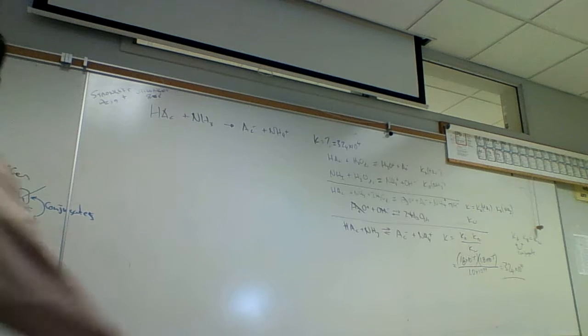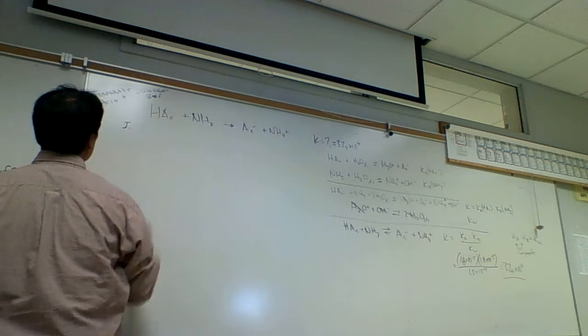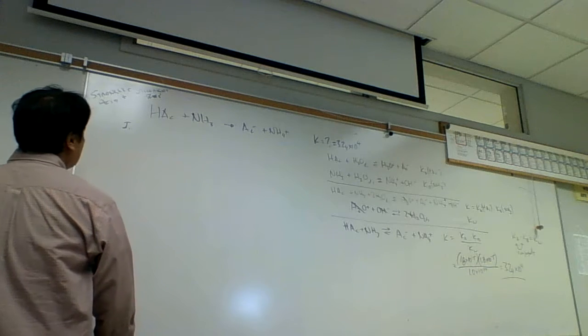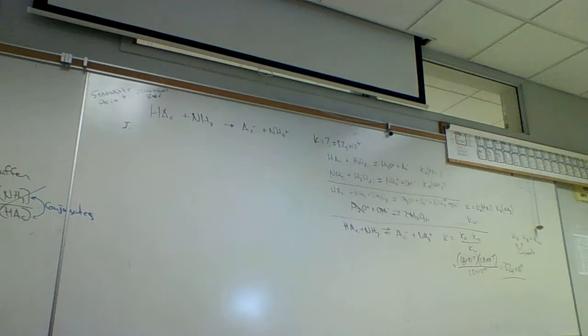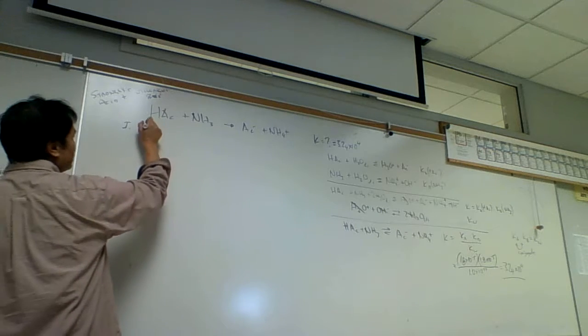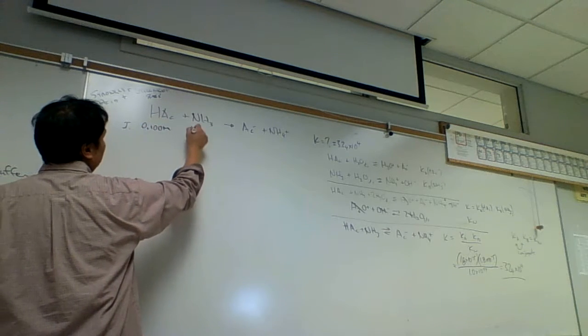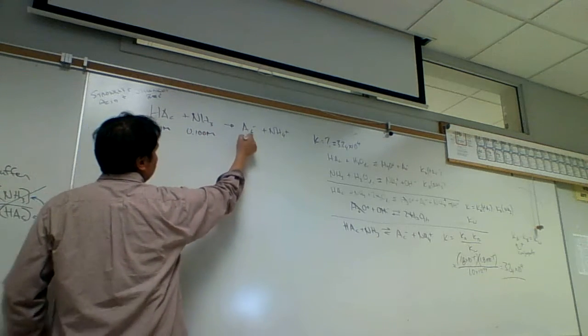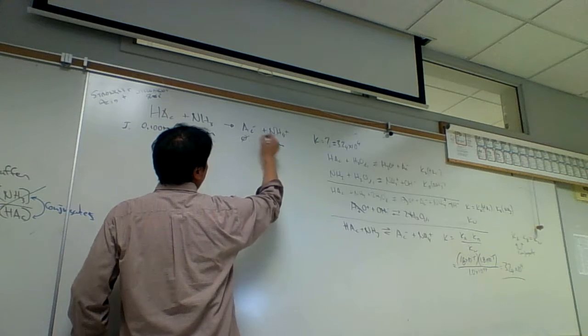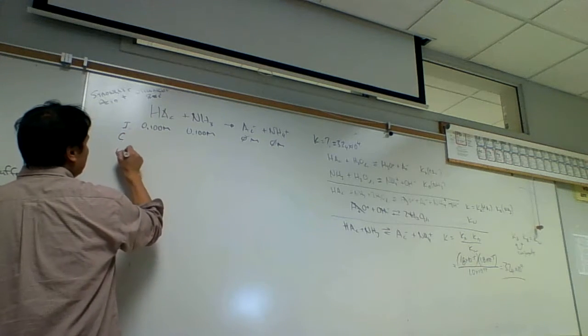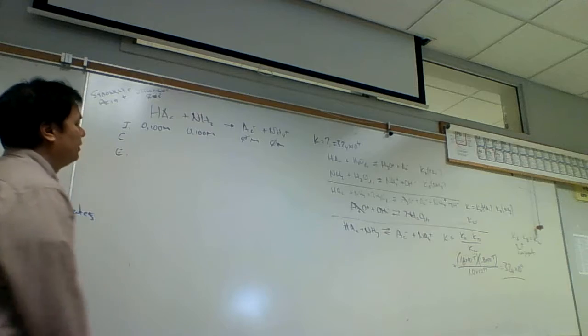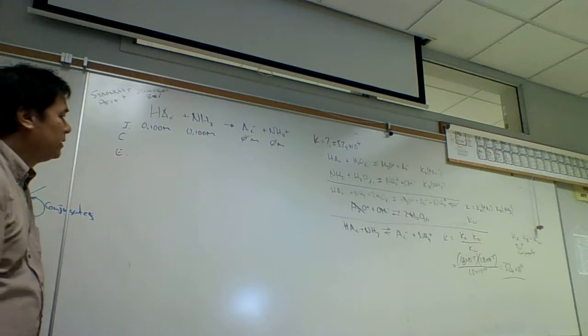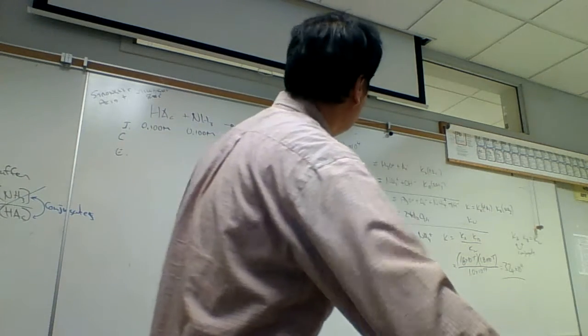So what we do next is we just plug in the concentrations here. Let's do 0.100 and 0.100 molar. So the initial acetic acid concentration is 0.100 molar, and the ammonia is 0.100 molar. The products are going to be 0 molar and 0 molar. And there's going to be a change, and then we're going to have some equilibrium concentration.